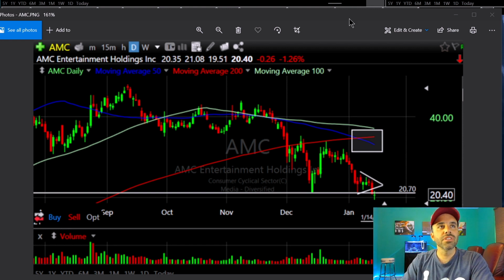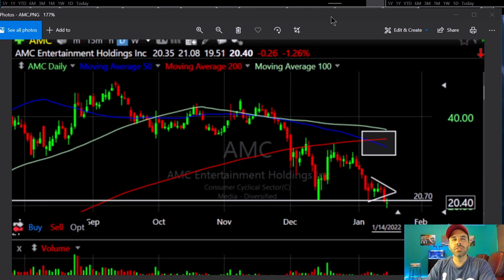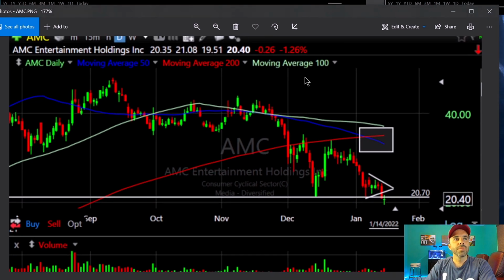First things first, let me make myself a little bit smaller. That way you can see the volume. And let's zoom in just a little bit more. There we go. And here you can see AMC. AMC was on a bit of a downtrend here, and it bounced off of an important daily level at $20, $21. It gave you a big bounce and a rejection of the 200-day moving average.